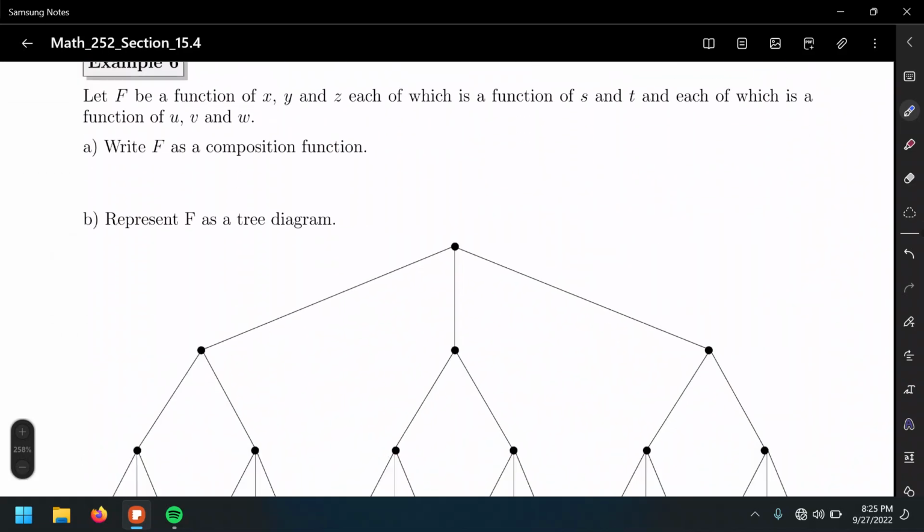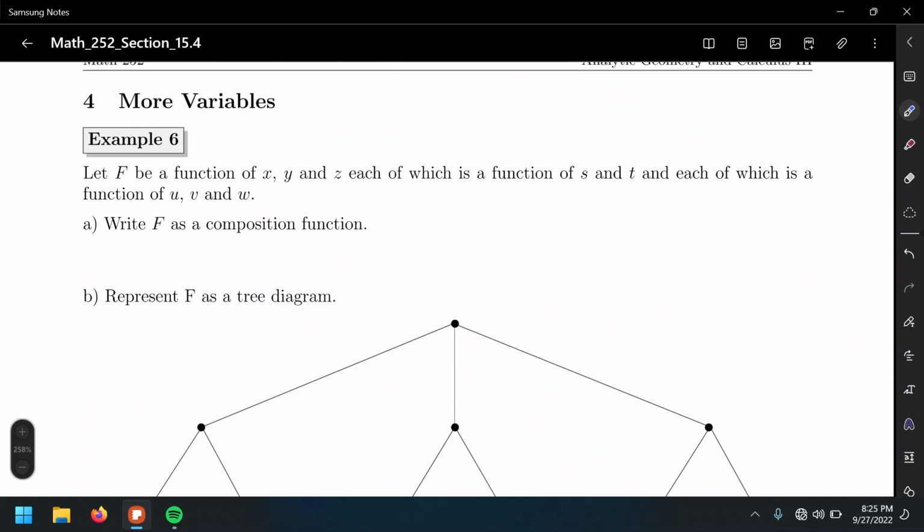Well, for these last couple of pages, let's add more variables to this. So we're going to have a function big F. This function big F is a function of x, y, and z. And each of these, x, y, and z, are functions of s and t, which are also functions of u, v, and w. Alright?